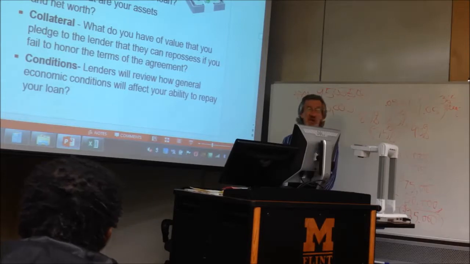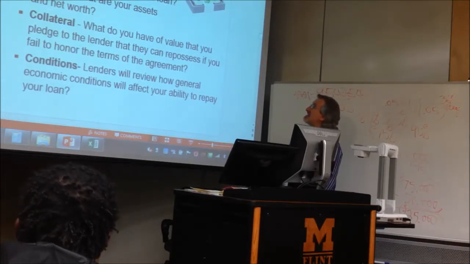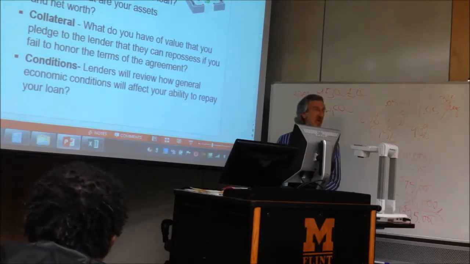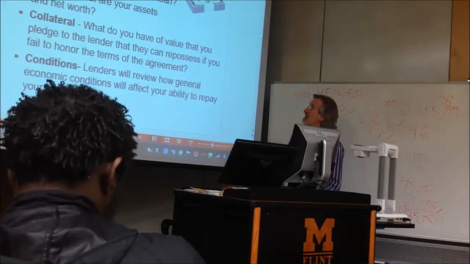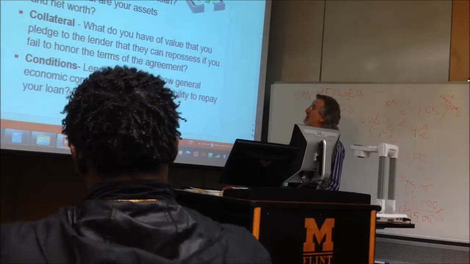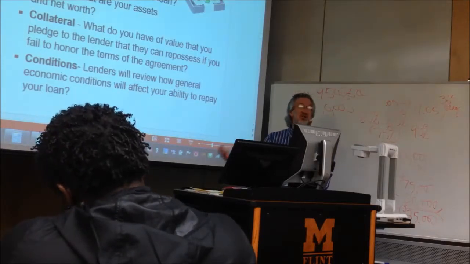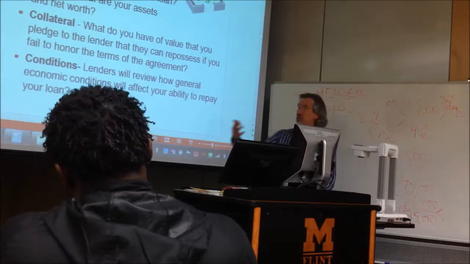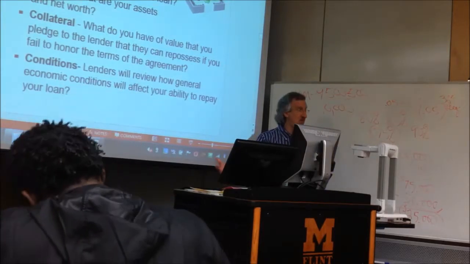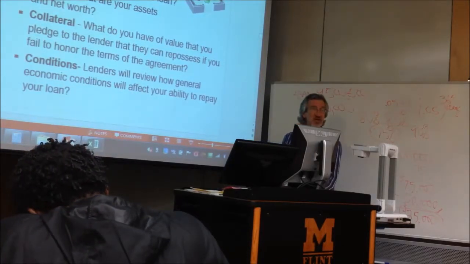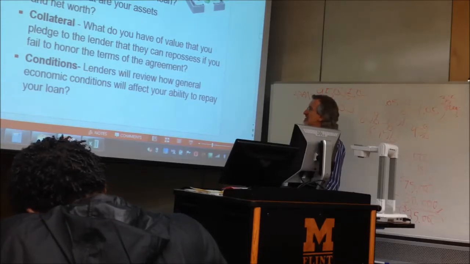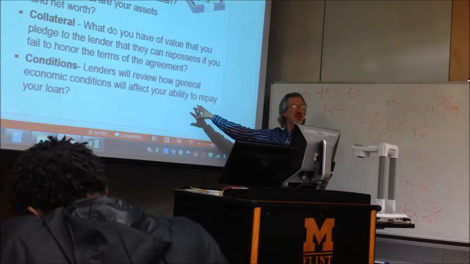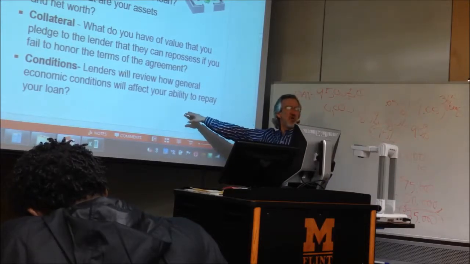Will the person pay their bills on time? Capacity. Can they repay the loan based on how much they make or how much net worth they have? Capital. What are the assets and net worth of the person asking for the loan? Collateral, what do they have of value they're willing to pledge in case they default on that loan, to guarantee it. And conditions. Lender will review general economic conditions, and really, this is more personal.